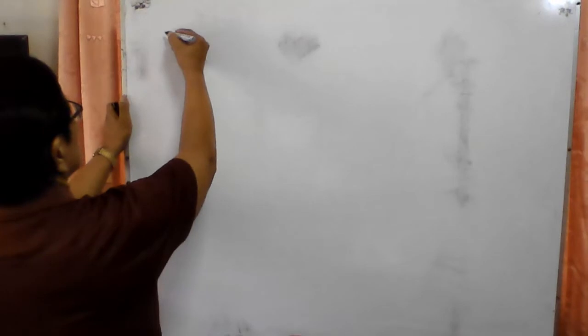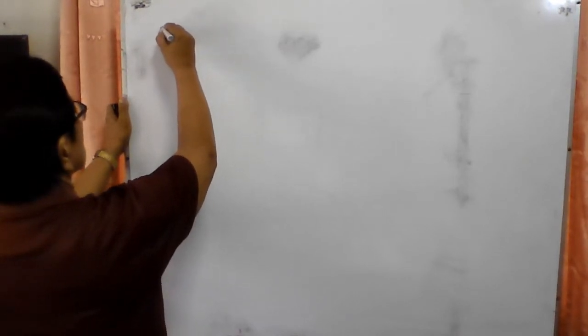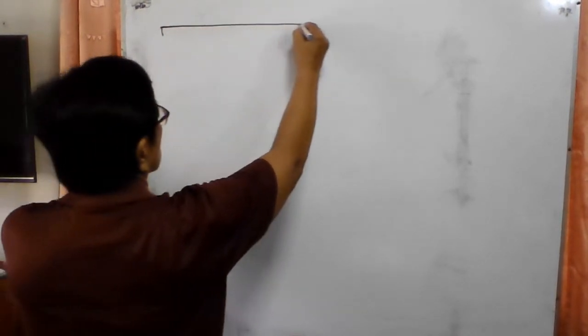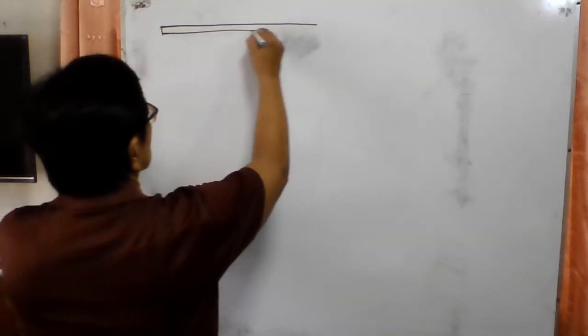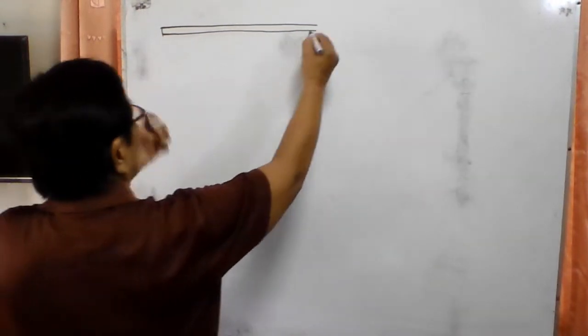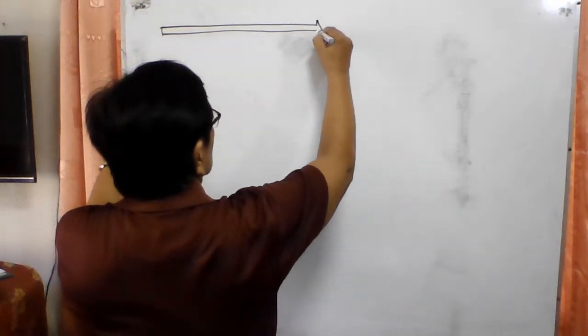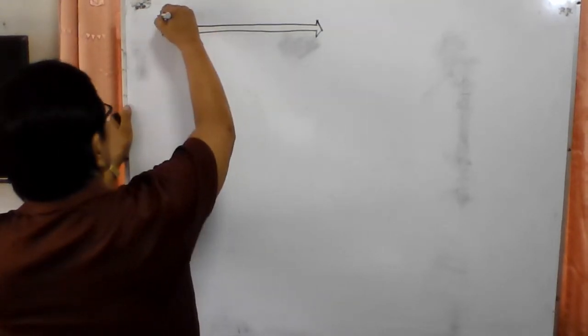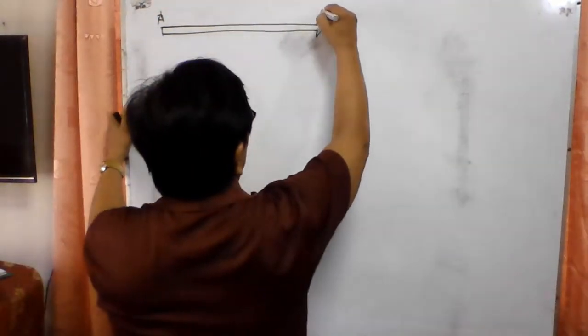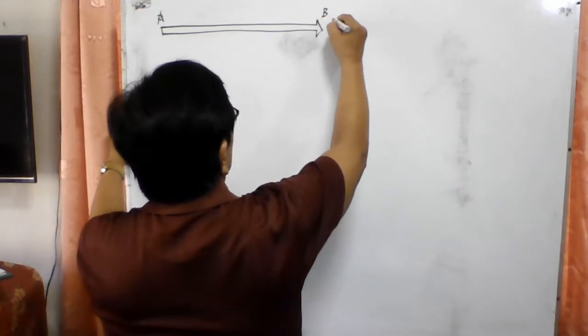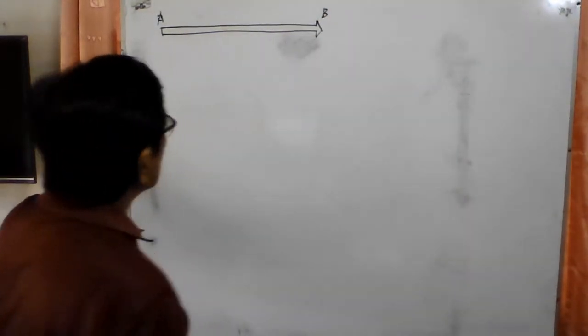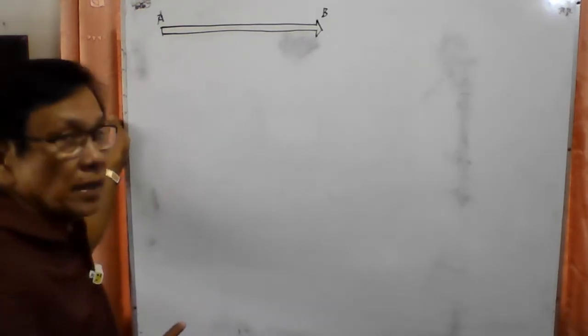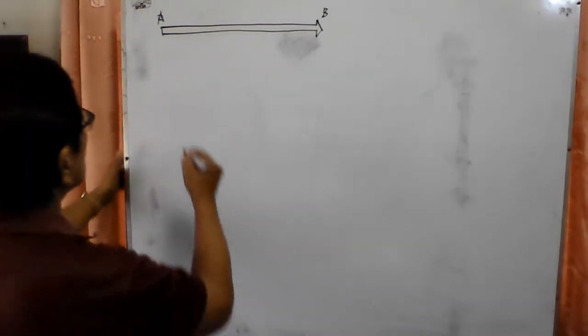Now let's proceed to solve the problem. What are the givens? Let's draw. This is point A, and this is point B. It says that she starts with 25 miles per hour.